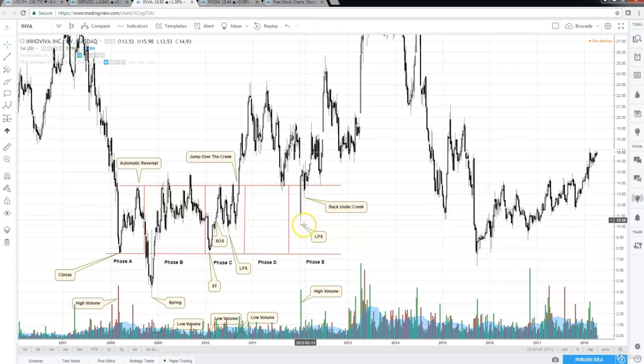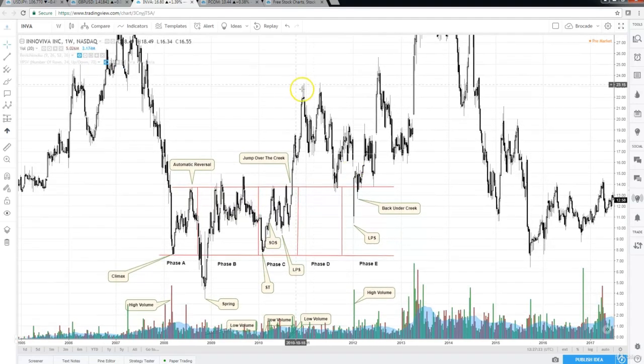So when we immediately get the LPS, this move down is also what we call back under the creek. So we had an LPS and a back under the creek at exactly the same place, and then we push upwards. So now you can see us rise, and then we start forming. Now we're firmly into phase E. We're now very much in the markup phase.